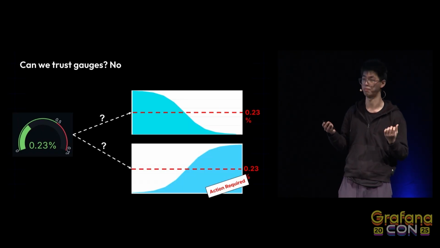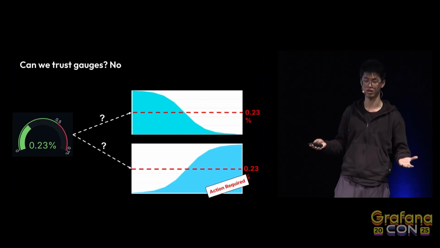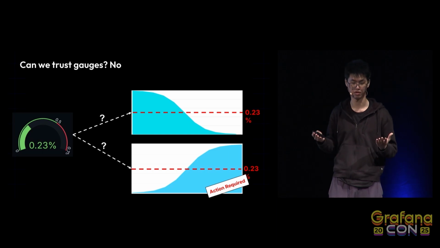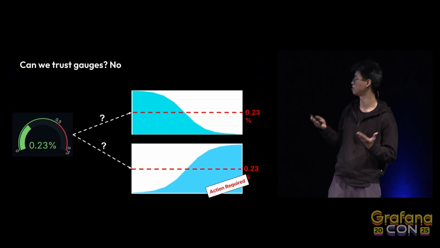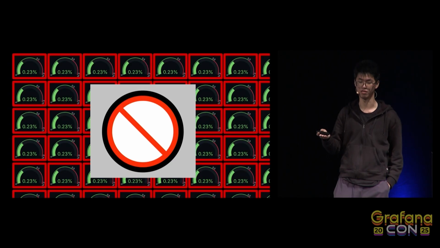Maybe you have a spike. Maybe you have an ongoing incident. If the average is the same, they show up as the same gauge, but you need to take completely different actions. So gauges can sometimes be misleading, and they are not best for spotting issues.